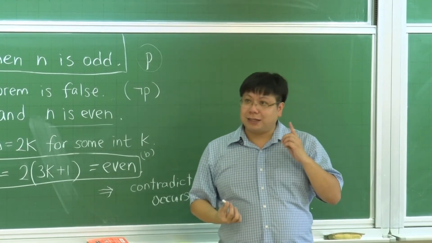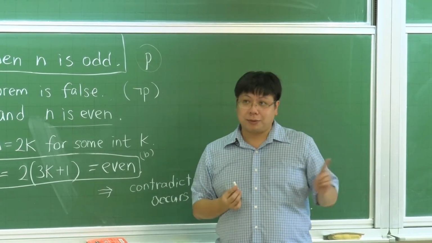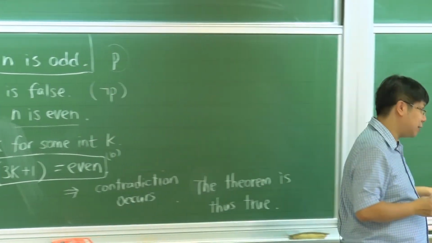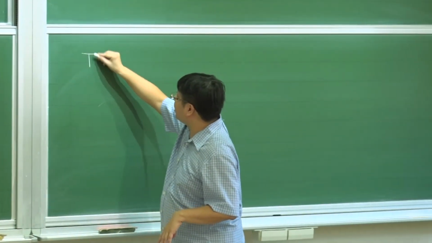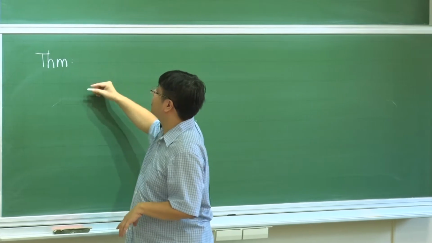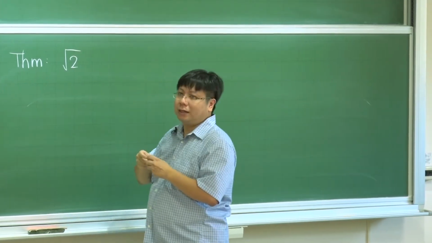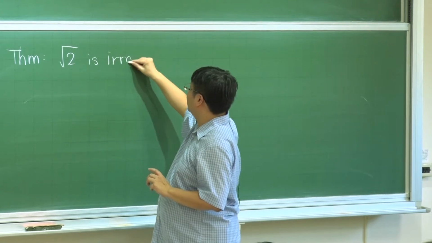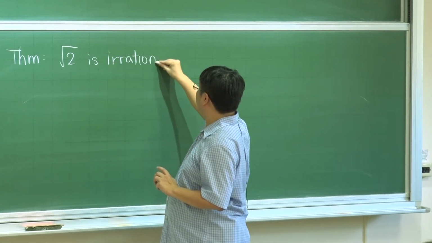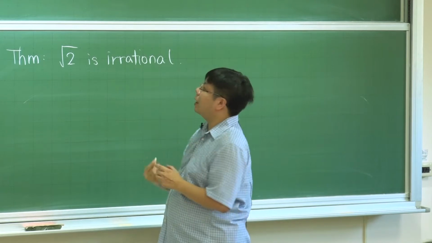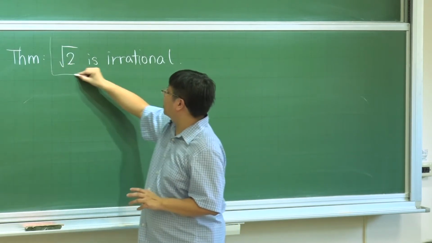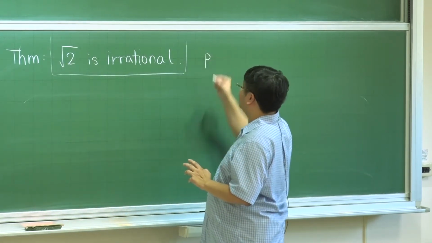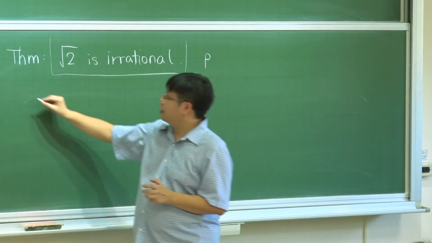So now let's try to prove it with an indirect proof. Let's prove it by contradiction. So the theorem that we want to write down is: square root 2 is irrational, or is not rational. This is a statement P that we are going to show.